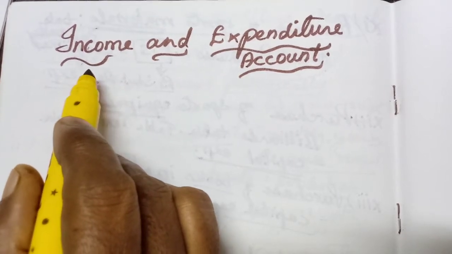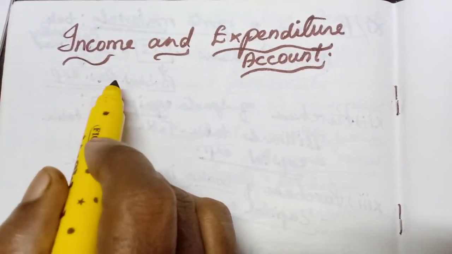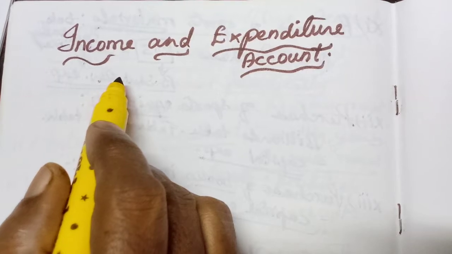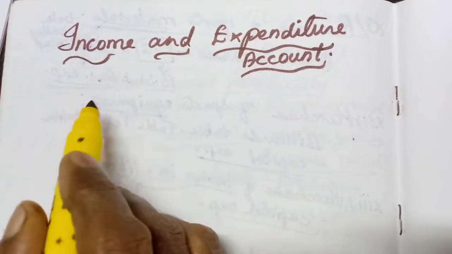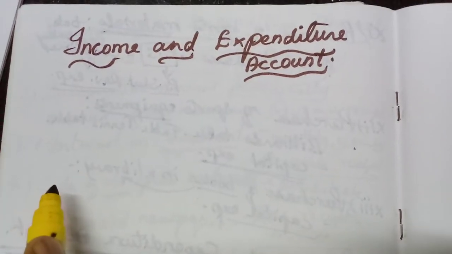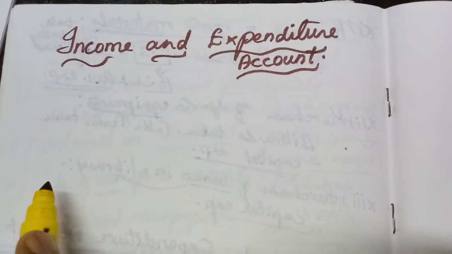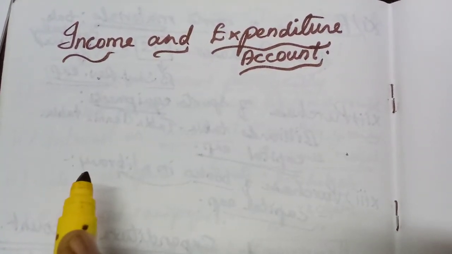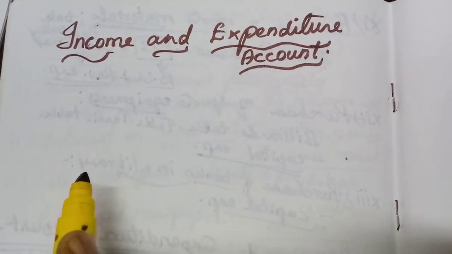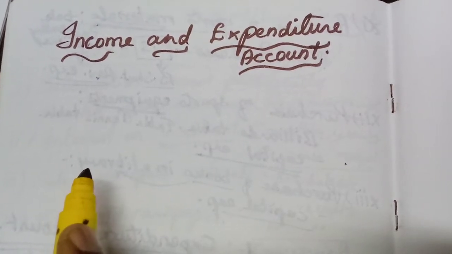We have studied before the receipts and payments account, how to prepare it. We know it is an account, so we have to use two pages. On the left hand side we will enter all the receipts, and on the right hand side we will enter all the payments of the concern.